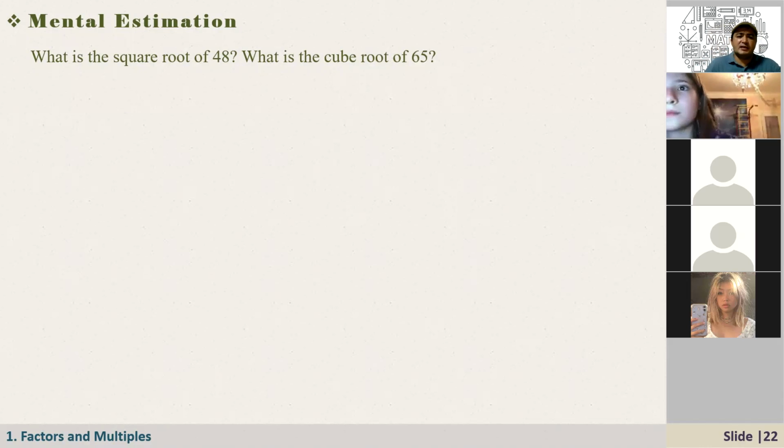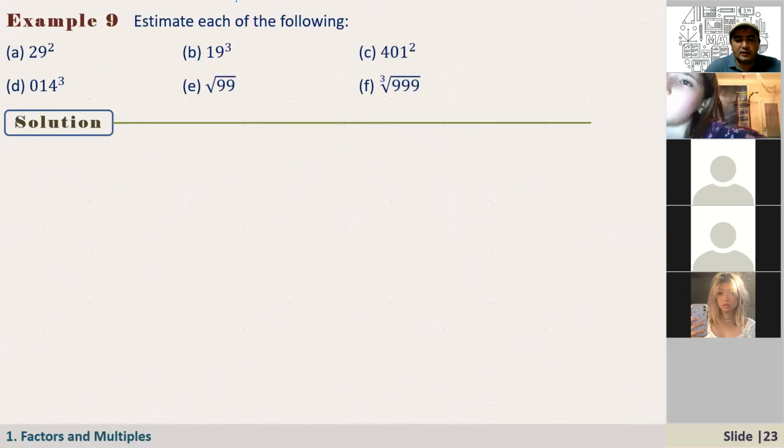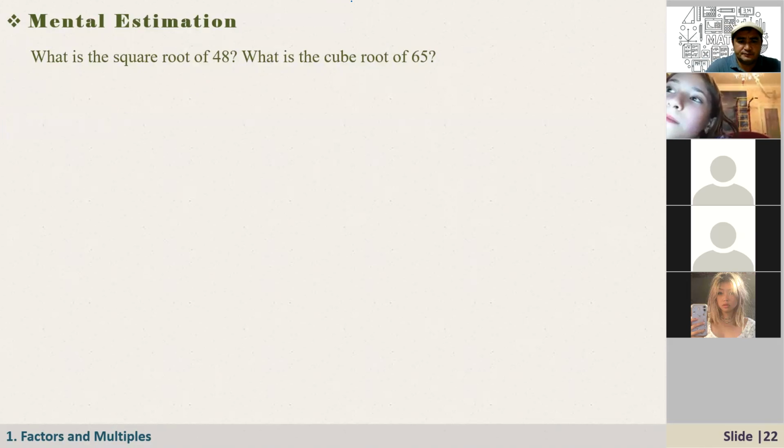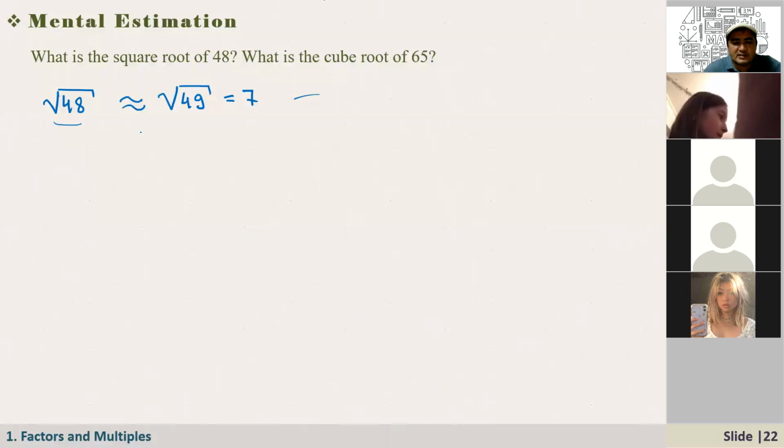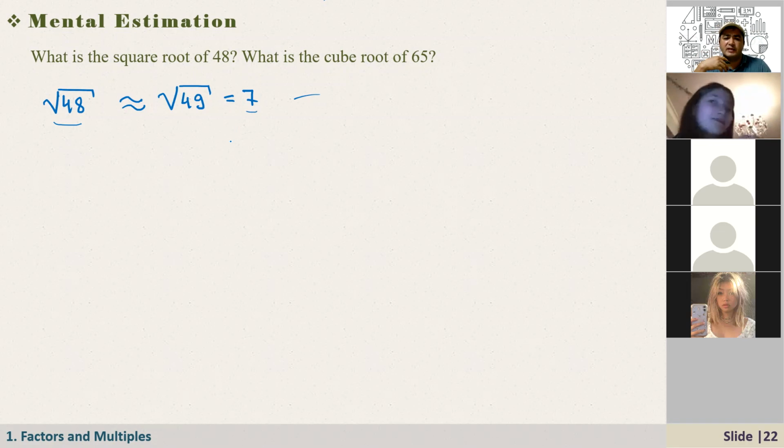So for example, it says, what is the square root of 48? How do I estimate this number? So square root of 48, right? I should estimate this with such a number that I can calculate its square root. And we know that 48 is very close to 49. So I can estimate 48 with 49. And what is square root of 49? That is equal to 7. So that means that square root of 48 is approximately equal to 7. We are just estimating square root of 48 by 7.